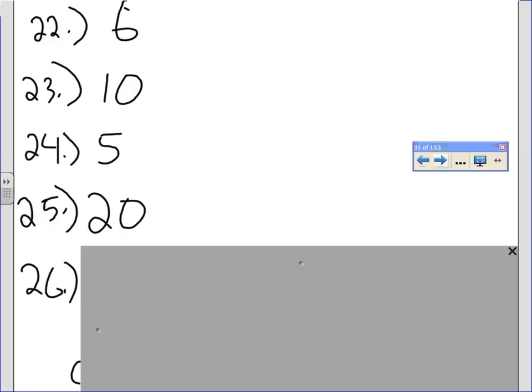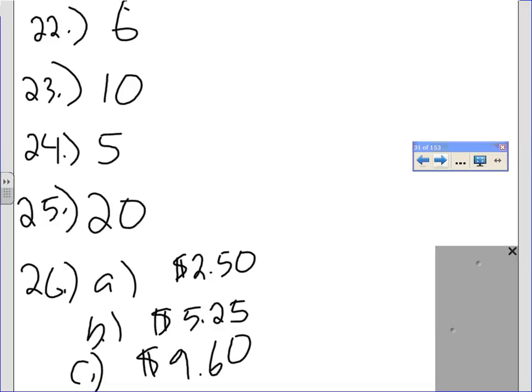Alexis. Good. $2.50. Josh. 26B. Good job. Nathan S. 26C. Great job, man. You guys did awesome on that. Okay, anyone need me to go back to the previous page? Or does anyone have questions? Kimberly?